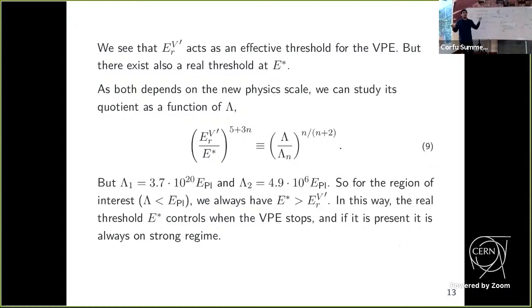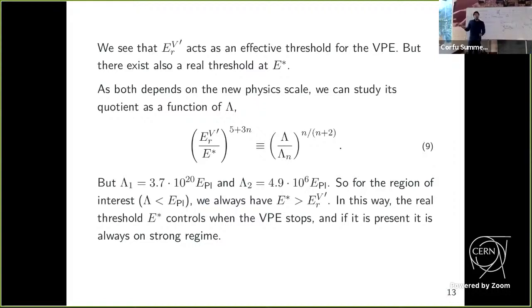But we should remember that we also have the real threshold. So which one of the two thresholds is the one we can observe? It is the larger one. But which one of these two is the largest one? These two scales of energy depend on the scale lambda, the scale of new physics. So this is actually a function of lambda.